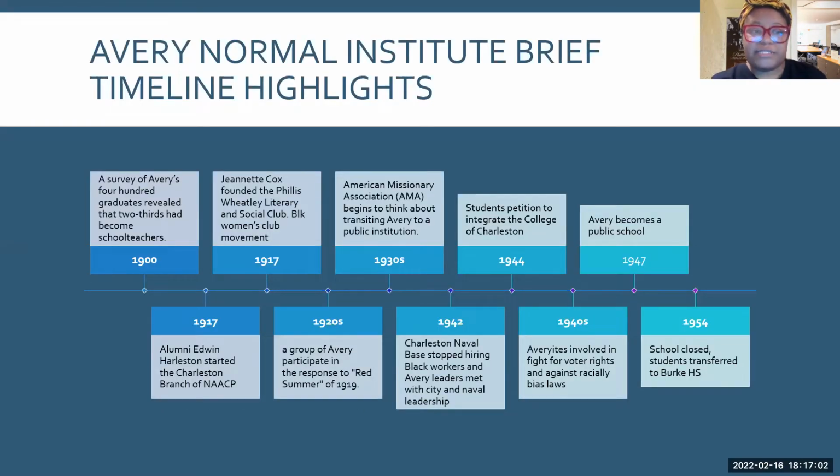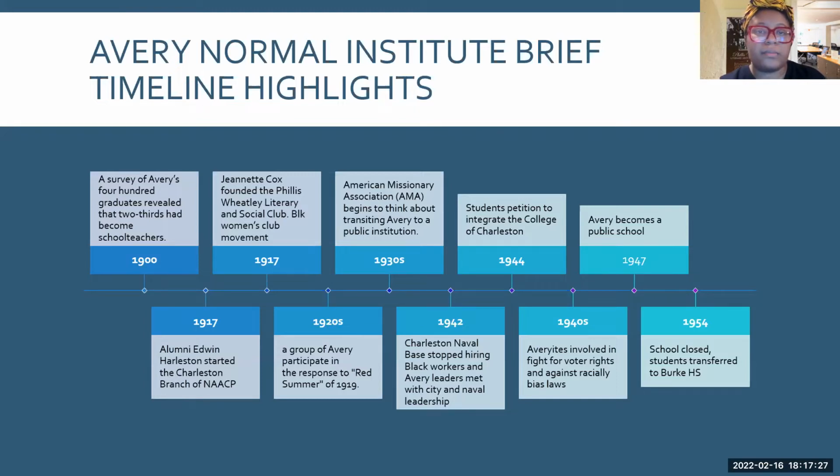So the Avery Normal Institute was also operating, as I mentioned earlier, and W.E.B. Du Bois actually came to support Avery. And so there's a picture we have at Avery with him and the principal and some other Black leaders in Charleston. And so you kind of see the Talented Tenth mindset happening at Avery.